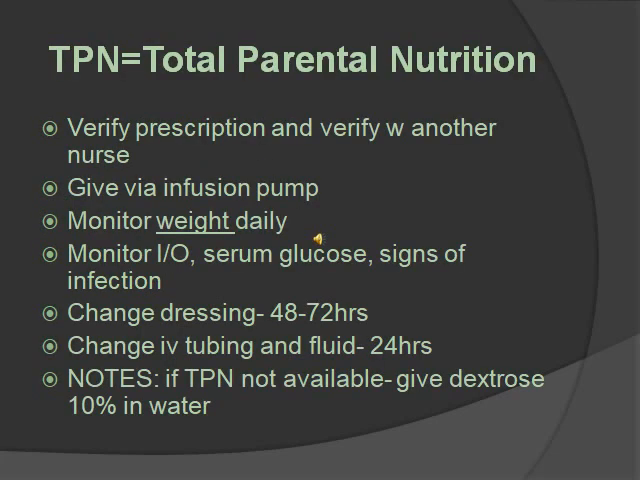TPN. TPN is total parenteral nutrition. It's basically food that is given through the IV instead of the GI tract for someone who cannot have it through the GI tract. It's a hypertonic solution. It contains electrolytes, proteins, glucose, everything. It's made according to the patient's need. It's given through a central venous catheter like a PICC line, subclavian, internal jugular vein, etc.